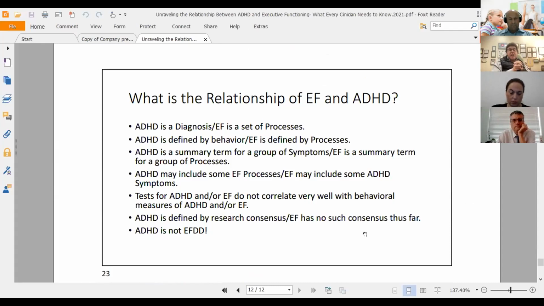Tests for ADHD and EF do not correlate very well with behavioral measures of these conditions, meaning the Moxo test, as you heard today, may identify children that teachers don't identify. The correlation between behavioral tests and observational measures are not exactly identical. ADHD is defined by a research consensus. EF at this moment has no such consensus. ADHD is clearly not executive function deficit disorder.